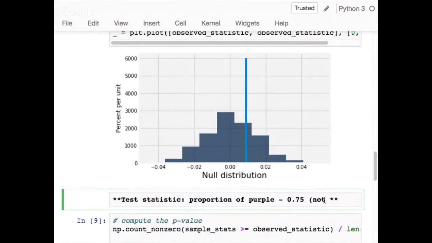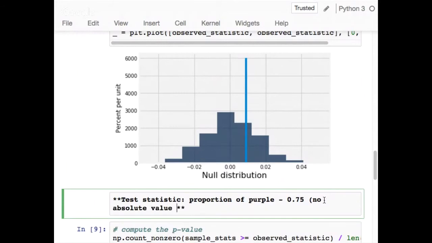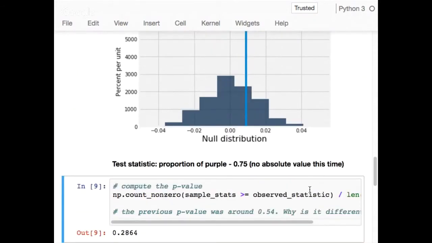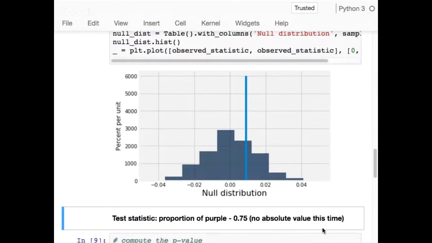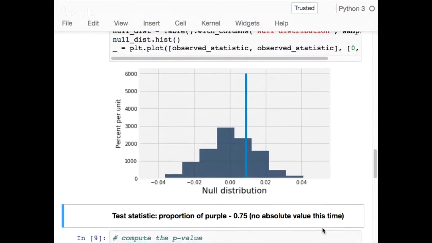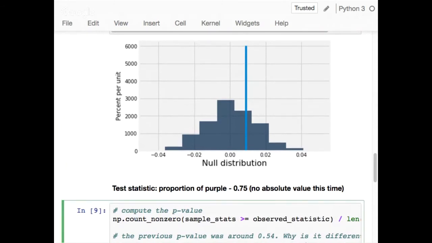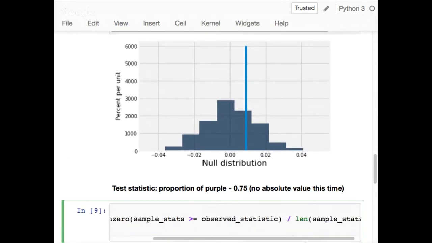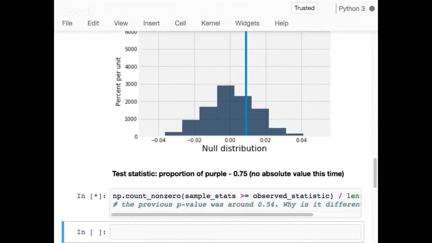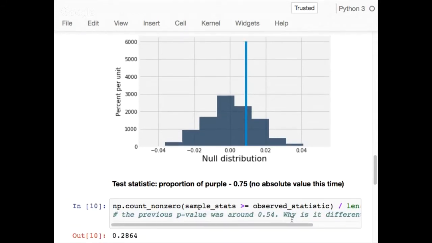How many times is the statistic greater than the observed sample greater than this? It's slightly different because now we're looking at it on a belt.